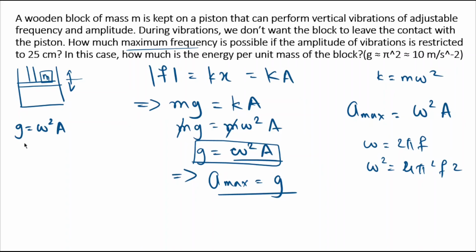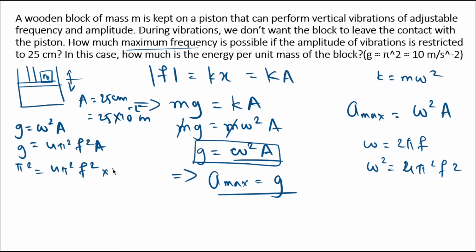So putting this value here, g will be equal to 4 pi square f square into A, and the amplitude is given to us as 25 centimeter, which is equal to 25 into 10 raised to minus 2 meters. And g they have mentioned here to be taken as pi square. So pi square will be equal to 4 pi square f square into 25 into 10 raised to minus 2. So pi square and pi square get cancelled, and f square comes out to be 1 divided by 4 into 25. And if you take 10 raised to minus 2 this side, this will be 10 raised to 2, which is nothing but 100.